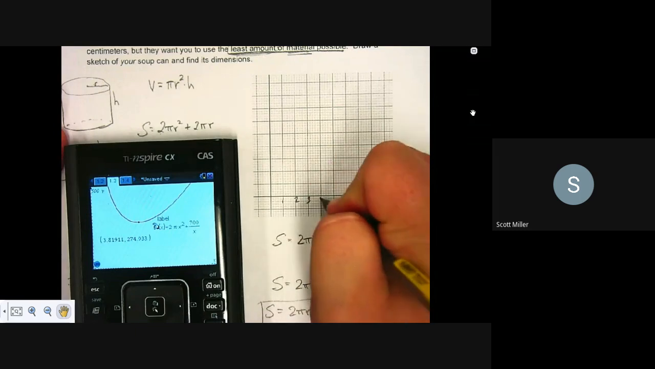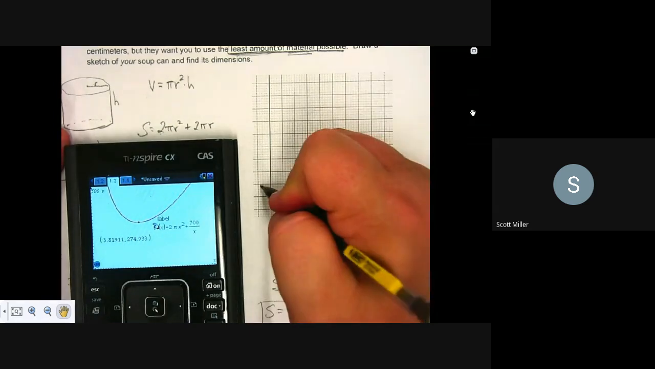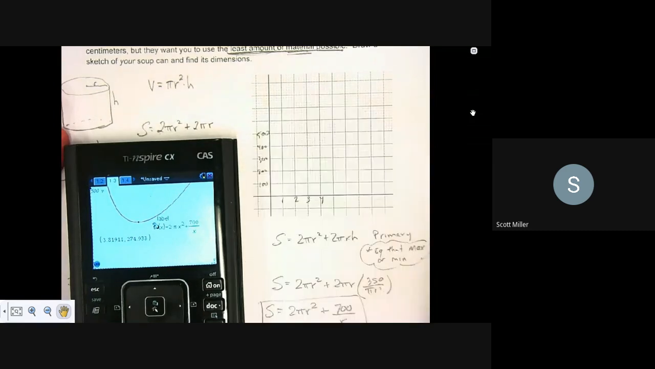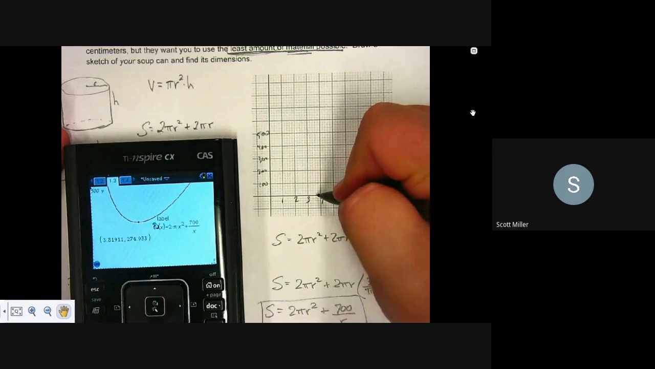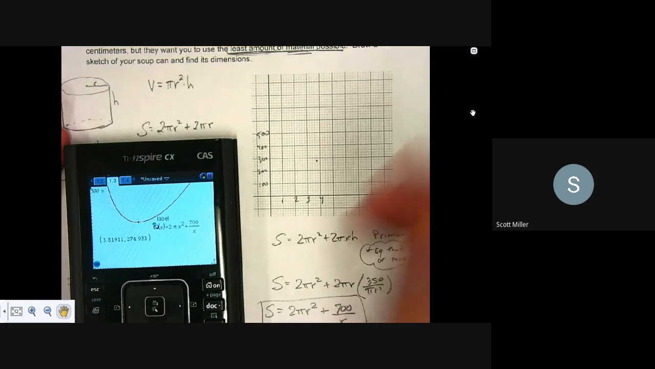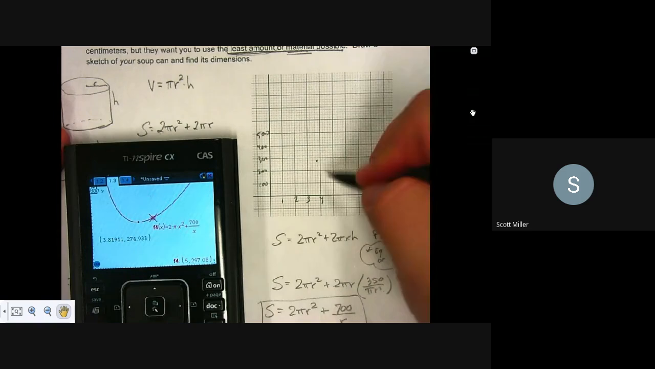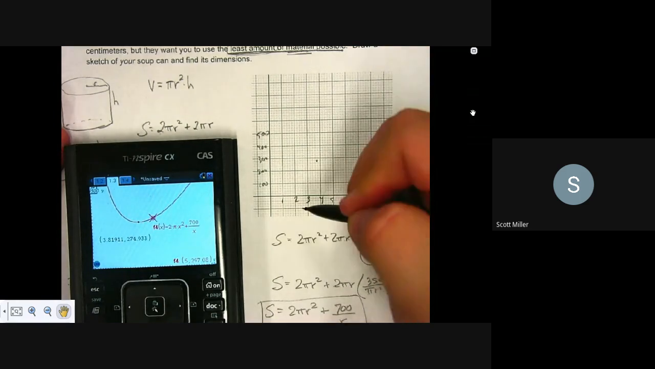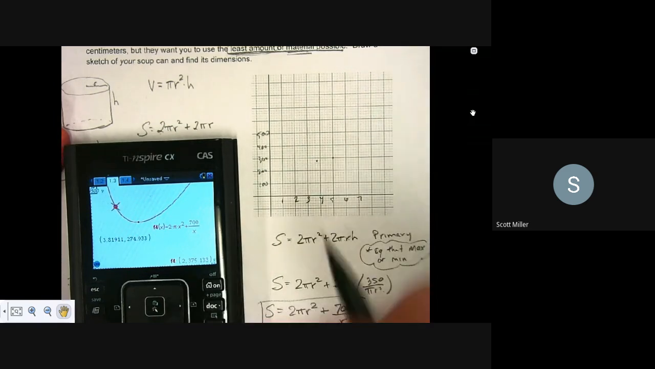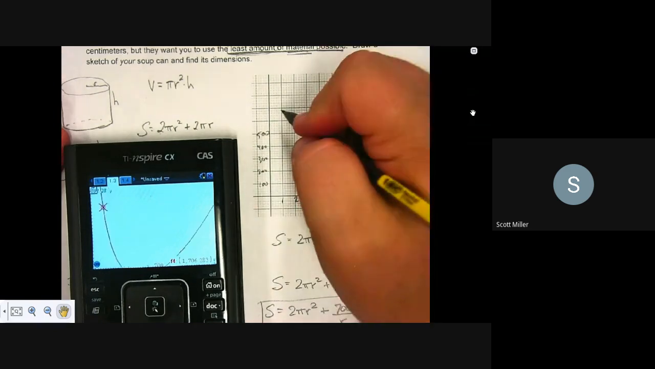So this would be 1, 2, 3, 4. And you can go up here by hundreds: 200, 300, 400, 500. You can do your own scale if you want. So 3.8 is about 7. So that's the minimum number there. I can use the trace feature to find me more values. So I can go over at 5 and 6 and 7. So 5 is almost 300. 2 is 375. 1 is 706.